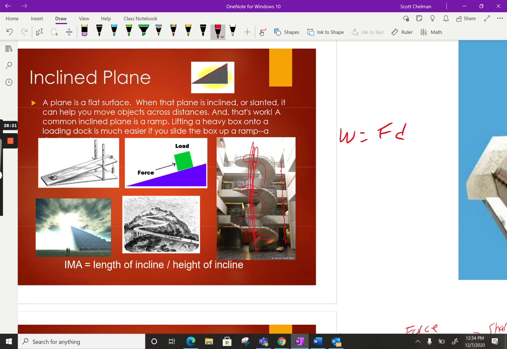So, when I increase the distance, if it's the same amount of work, what is going to happen to the force? You increase the distance, the force goes down, right? Because this value is going to be the same. All right? So, we would say that when distance goes up, force goes down.